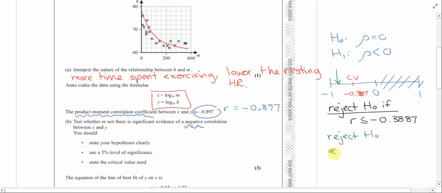So therefore, there is evidence to suggest, this is where I'm just going to verbalize the answer here, a negative correlation between the heart rate and the time spent exercising. There you go. But it's important to have this reject H0 and this as part of your conclusion. That's PMCC. That's pretty straightforward. If it was a two-tail test, you'd look in both of these tails and you'd have 2 critical regions. But for this one, it's not.